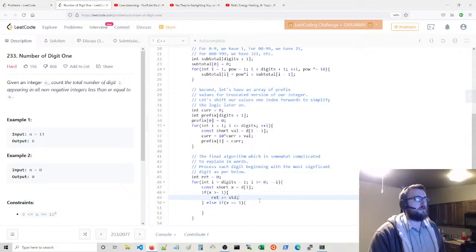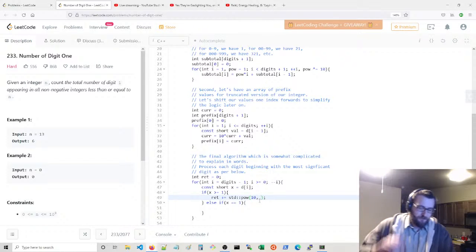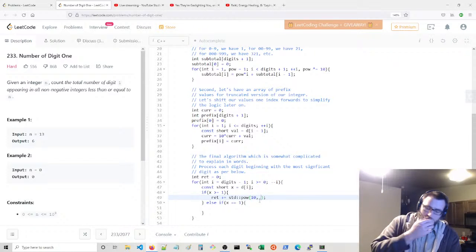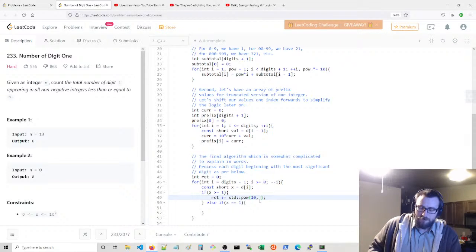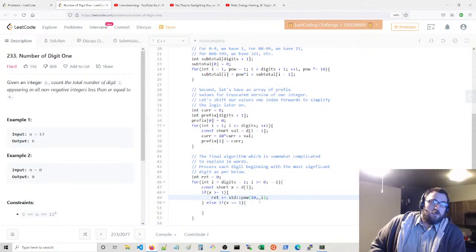Plus equals standard power of 10 raised to, now what's this power going to be? Well, the 0th digit is going to be, let's see, the first digit, right? So the 0th index of the digit and the first index of the digit is actually the second digit. And in that case, if you were like 20, for instance, then you would have 10 times you saw a 1. So you have 10 raised to the first. So it is actually raised to I, believe it or not.